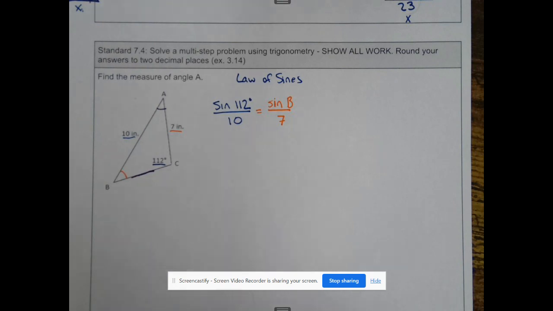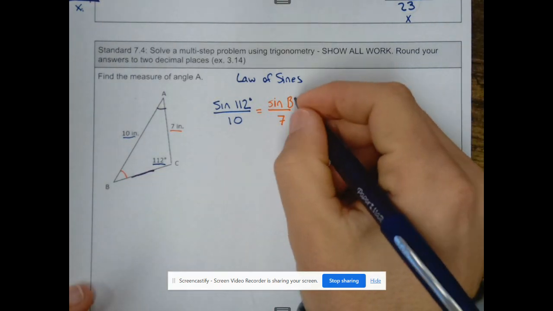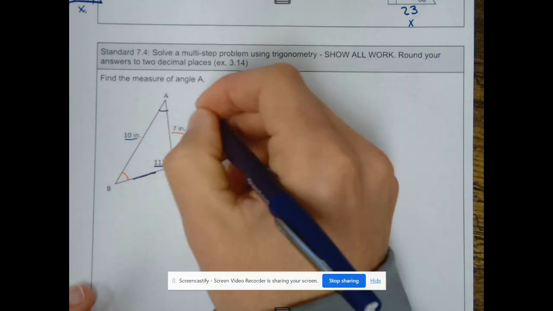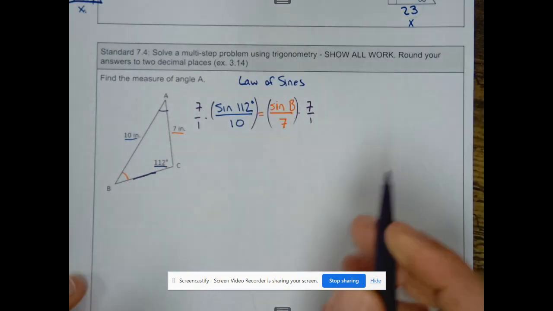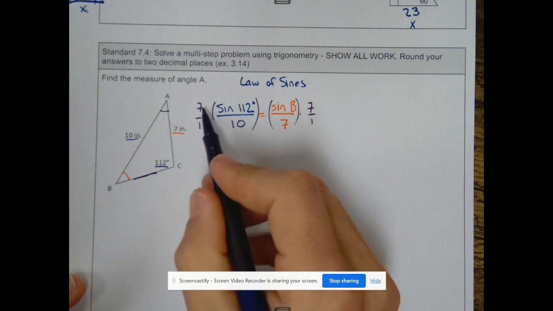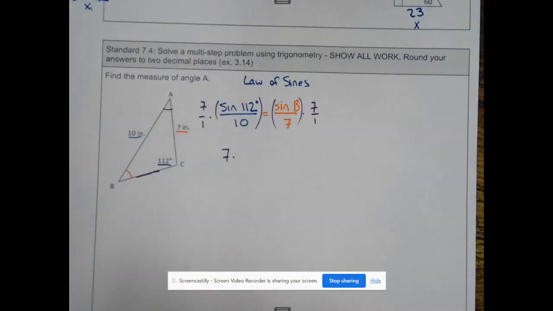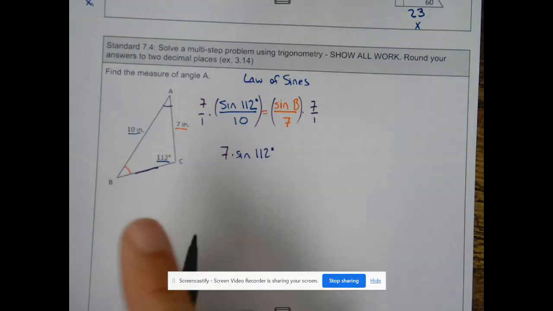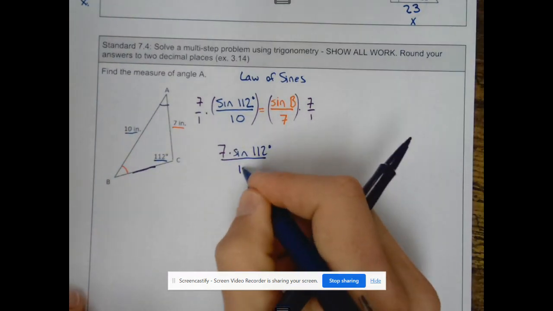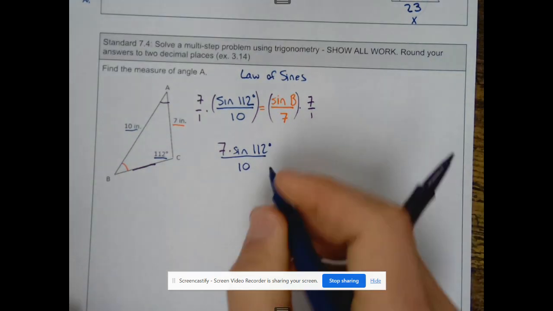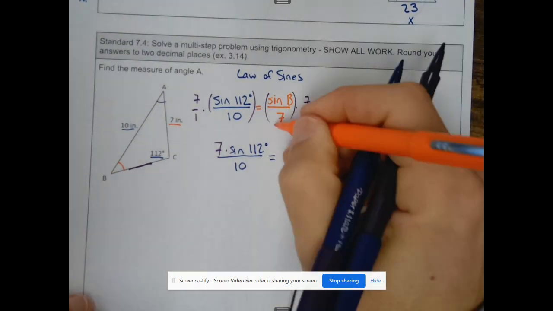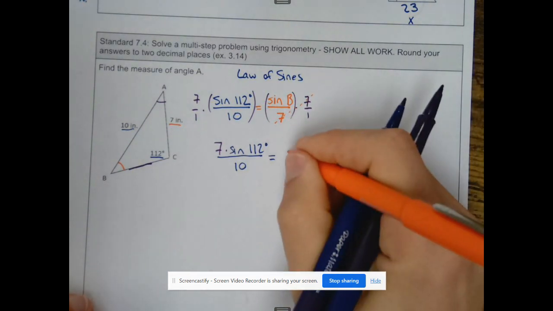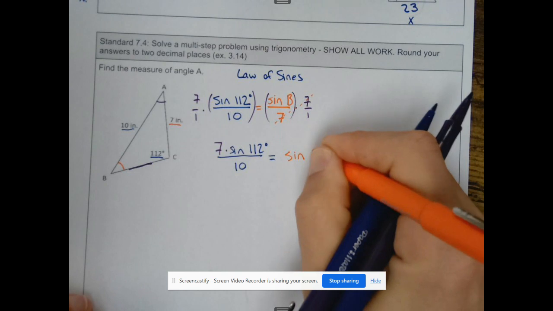So first step, let's multiply both sides by 7. Let's undo the fraction, multiply both sides by 7 over 1. When we multiply fractions, we multiply straight across. So 7 times the sine of 112 degrees divided by 10, because 1 times 10 is 10. That's going to equal, the 7's cancel. 7 divided by 7 is 1, so we don't have to include it, equals the sine of B.